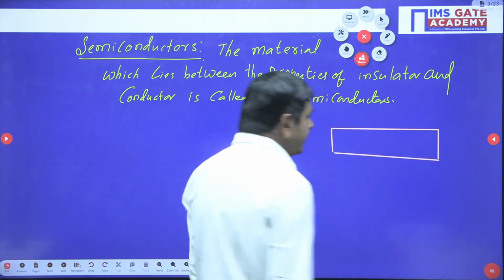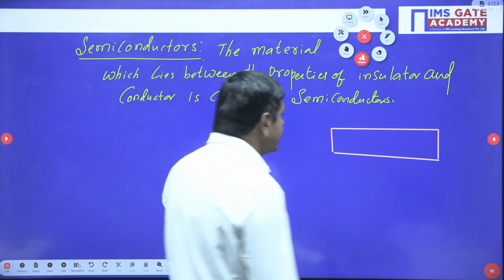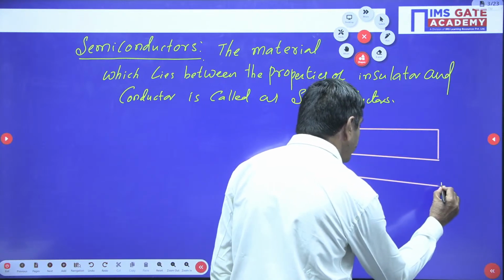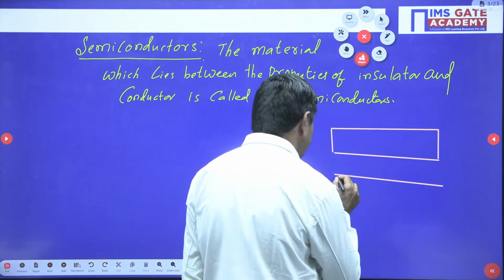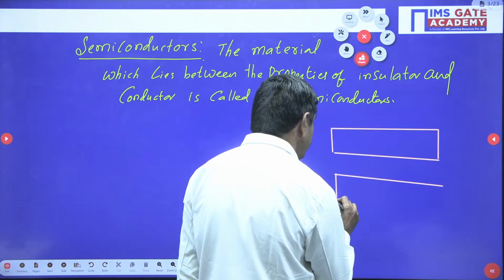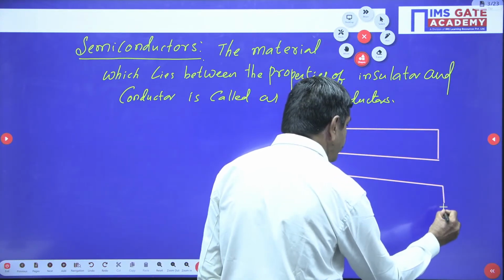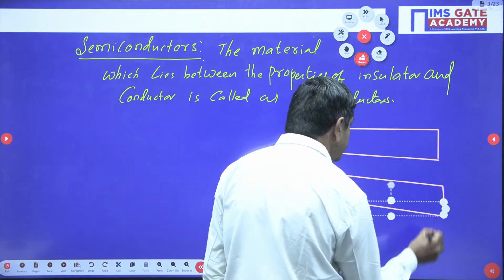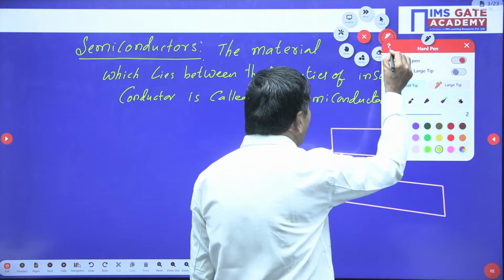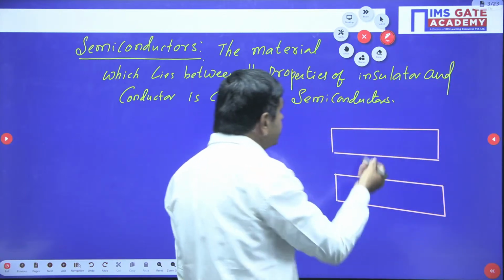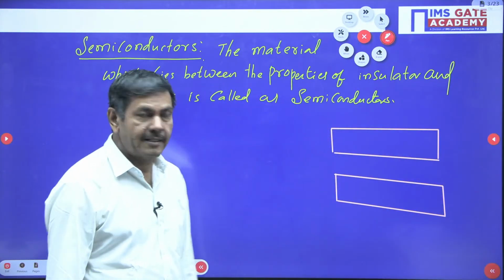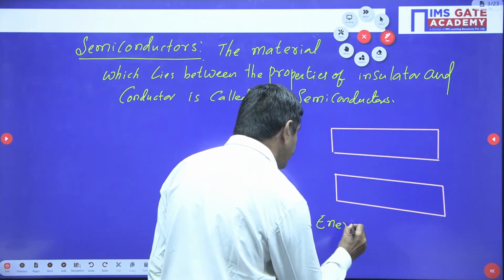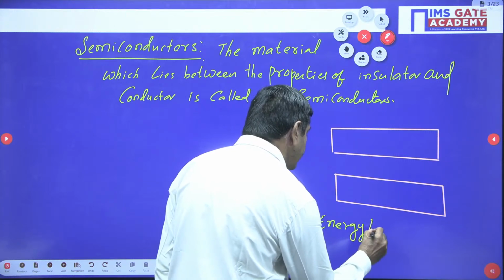The energy band diagram of germanium or a semiconductor, I can draw like this. This is the energy band diagram of a semiconductor. I can write: energy band diagram.